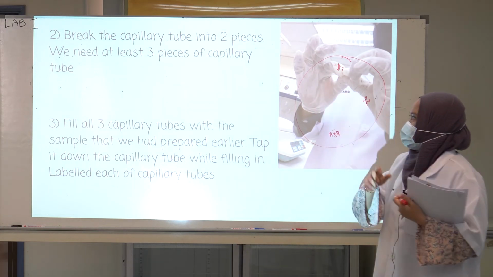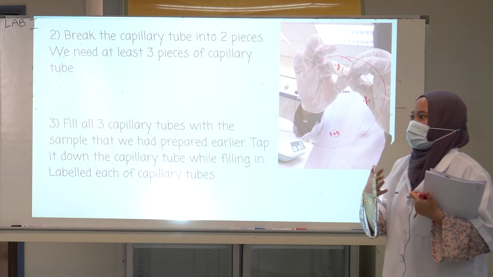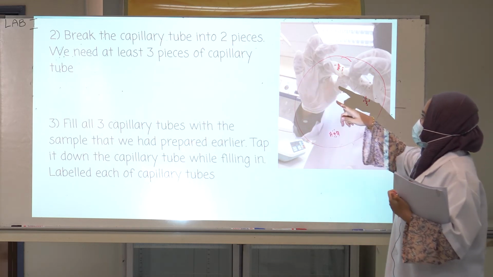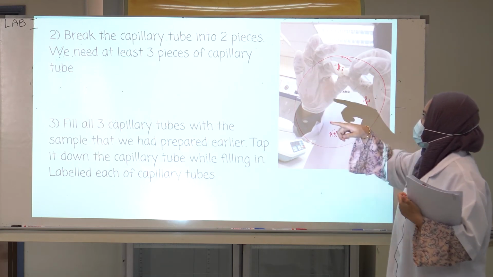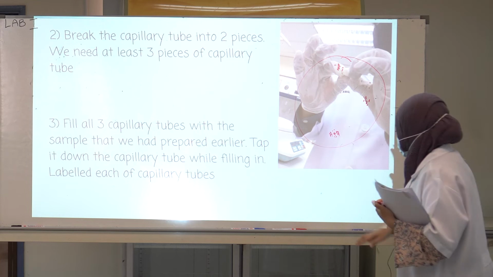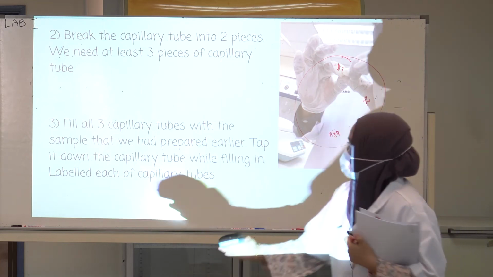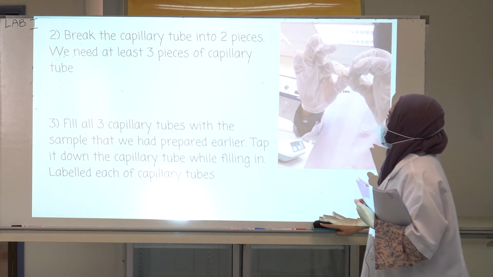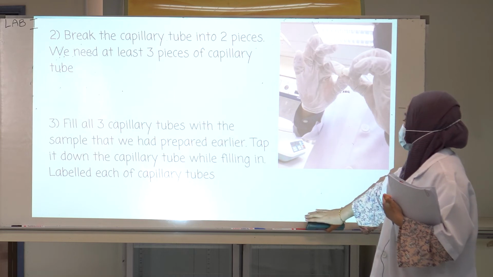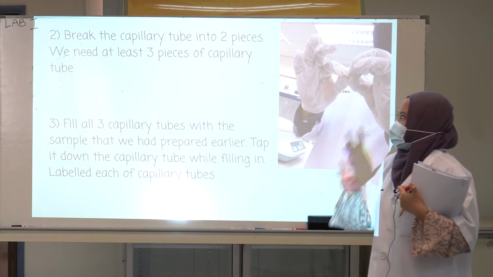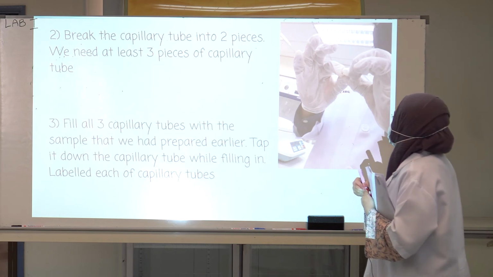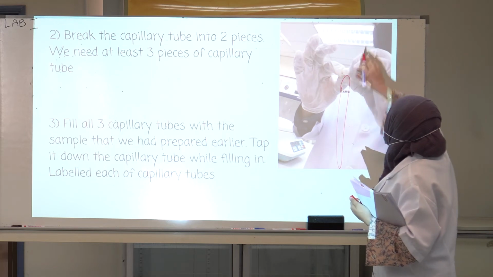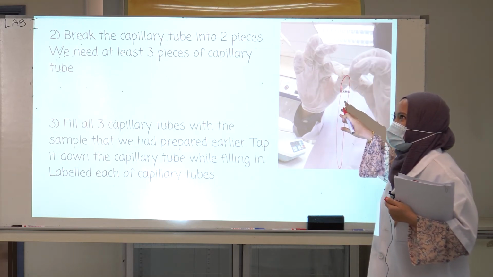Before we put in the powder of acid, base, and the mixture of acid and base, we have to prepare the capillary tubes. We need at least 3 pieces of capillary tube, and a capillary tube looks like this. Actually, it's more long.